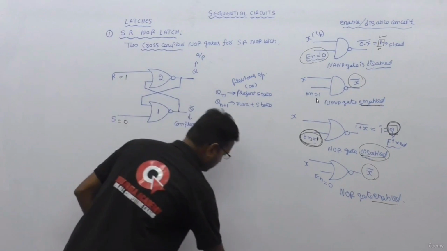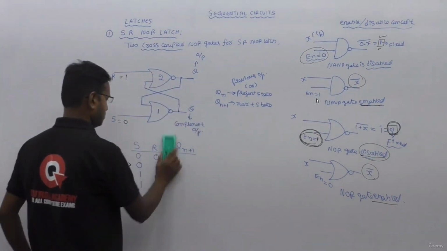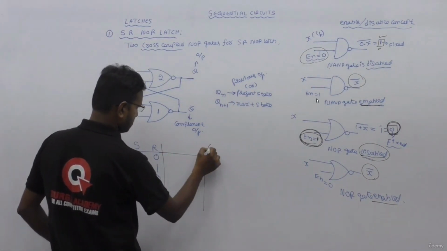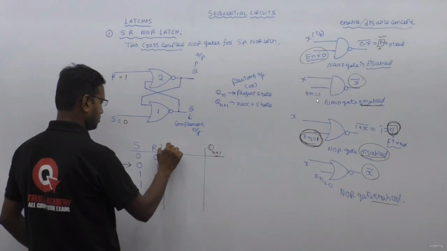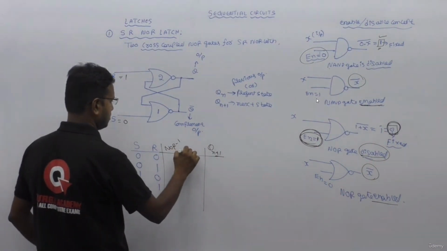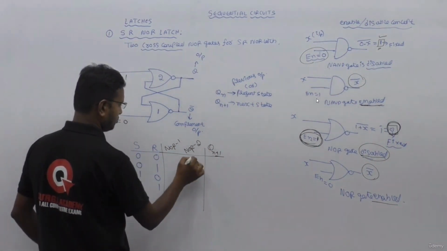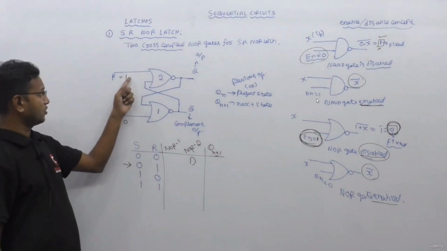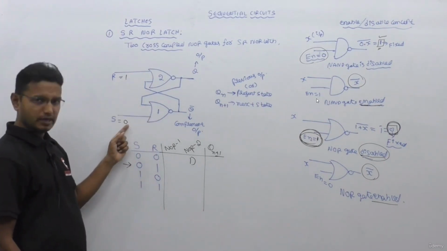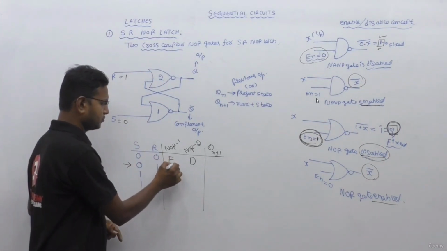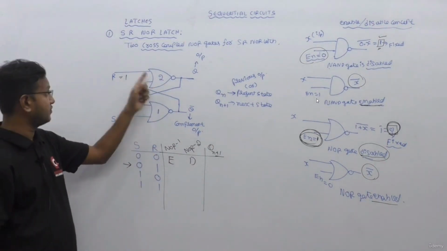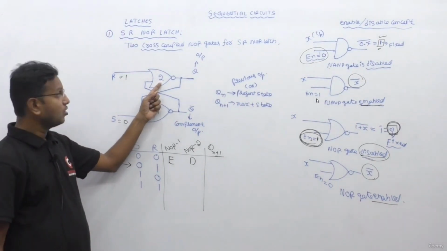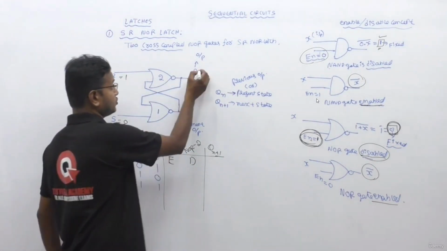I'll just make one more table, so that I'll just add this Q n plus 1, NOR gate 1, NOR gate 2. See, NOR gate 2 is disabled because one of the input is 1, and NOR gate 1 is enabled. You can just say S equal to 0. Just now I told you what is enable disable concept. NOR gate will be disabled if any one of the input is 1. R equal to 1, NOR gate 2 is disabled. Now when NOR gate 2 is disabled, output will be by default equal to 0.